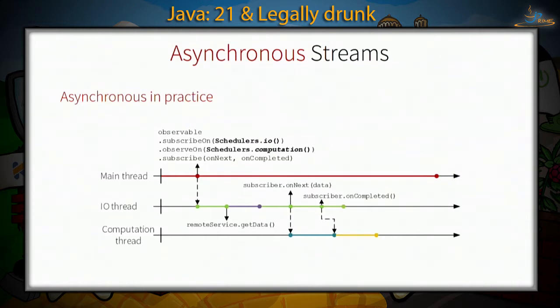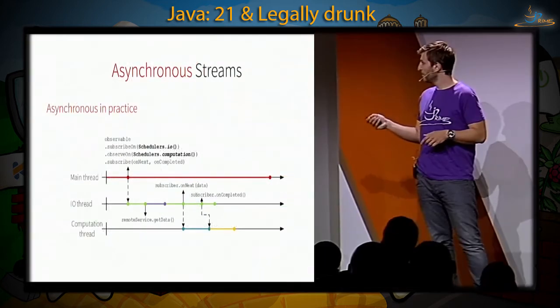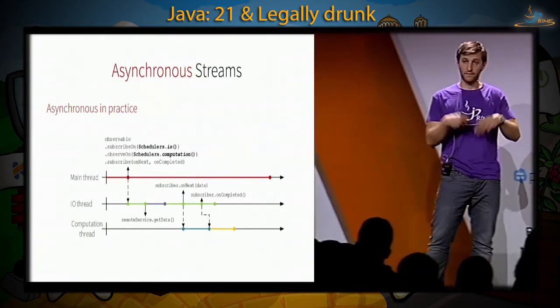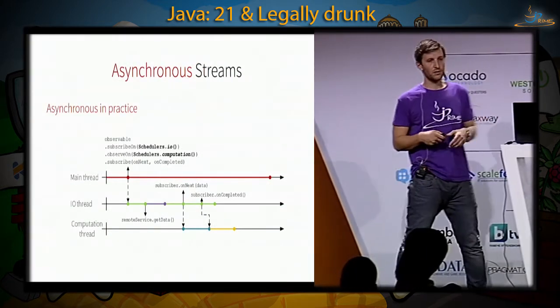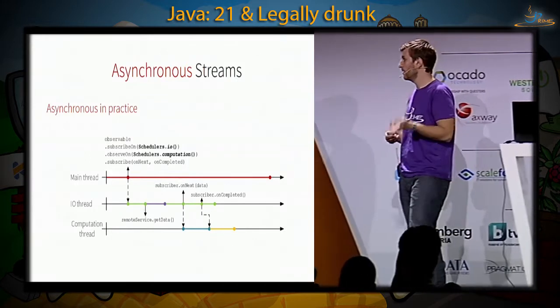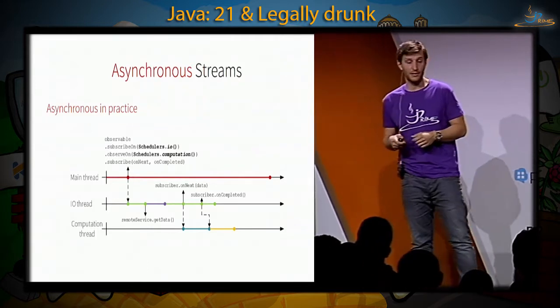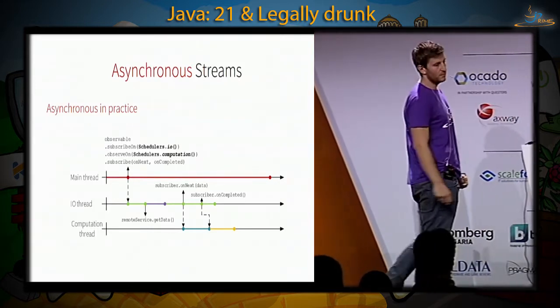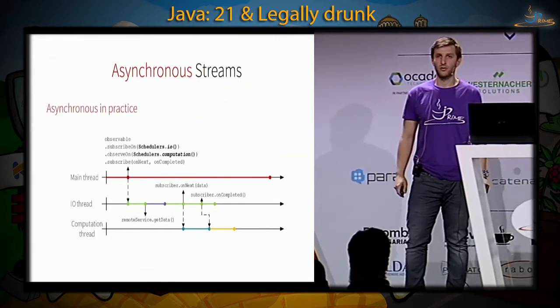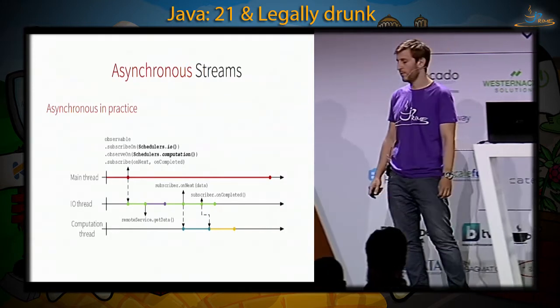As you can see here, during all that time, our main method was completely unblocked and free to do whatever it likes. And also our producer ran on one thread and our consumer ran on the other thread. So it's all nice and decoupled, right? Okay, so this is basically asynchronous execution. This is how we can be even more responsive.